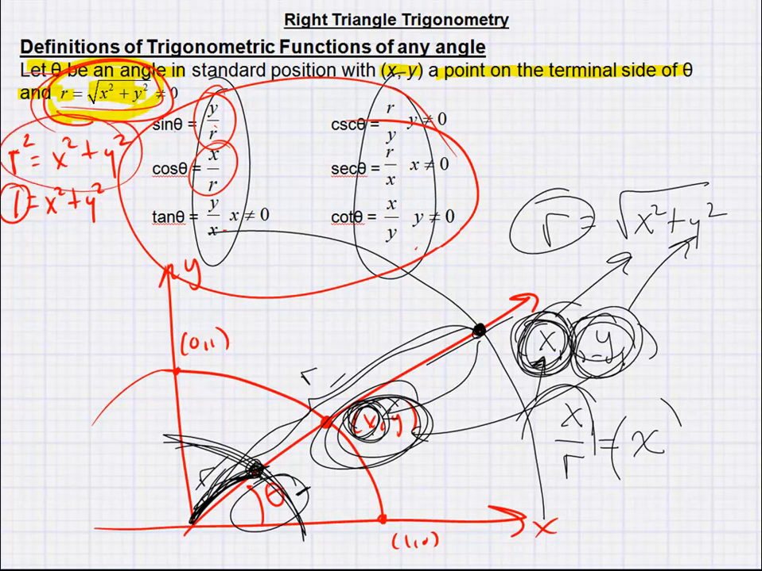R is the radius of a circle, and the key thing for R is that R should always be positive. R can't be 0, and R is not going to be negative, because R is this distance here. So if you ever find R to be negative, then you messed up somewhere.